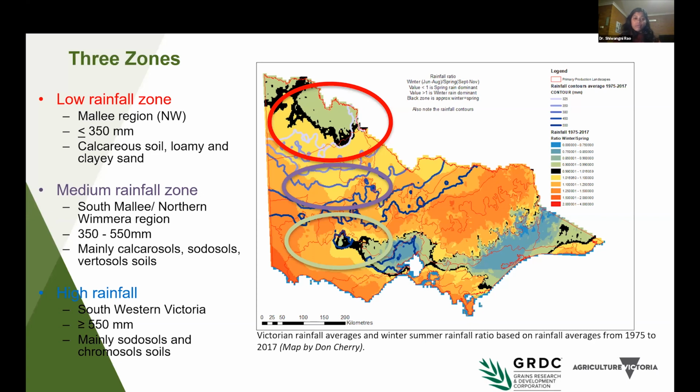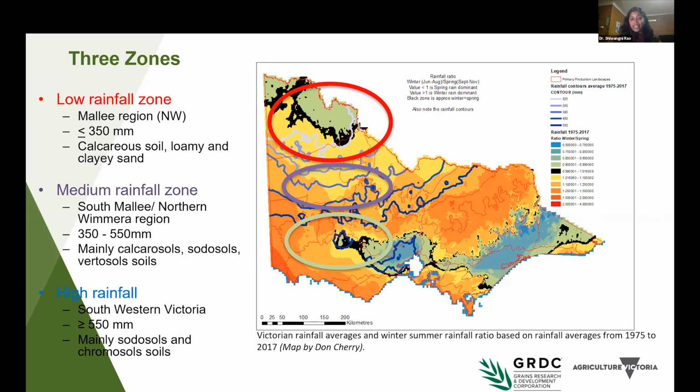In the medium rainfall zone, we've got 350 to 550 millimeters of rain. The soils are calcareous soils and vertisols. Once again, in reference to what Dr. Elmi was talking about earlier, and the question on heavy clays, vertisols are very heavy clays.